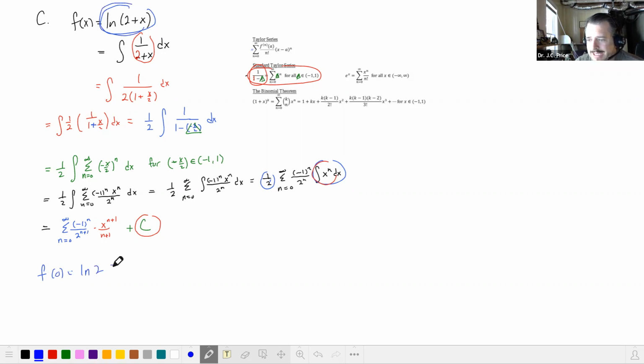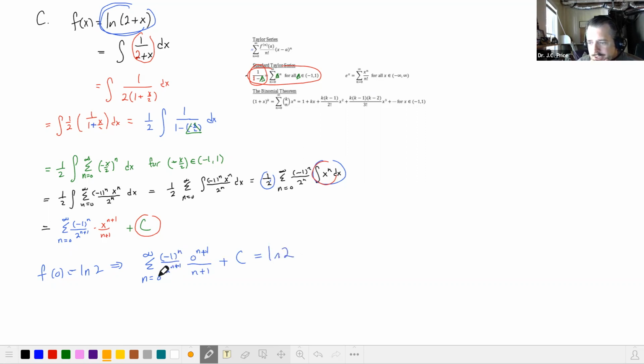So that implies that if we plug in 0 here, what happens when you plug in 0? We can write it out so you can see. So I have the sum n equals 0 to infinity of -1 to the n over 2 to the n plus 1. And then we put a 0 to the n plus 1, divided by n plus 1, and plus c. And this is supposed to be equal to ln of 2.